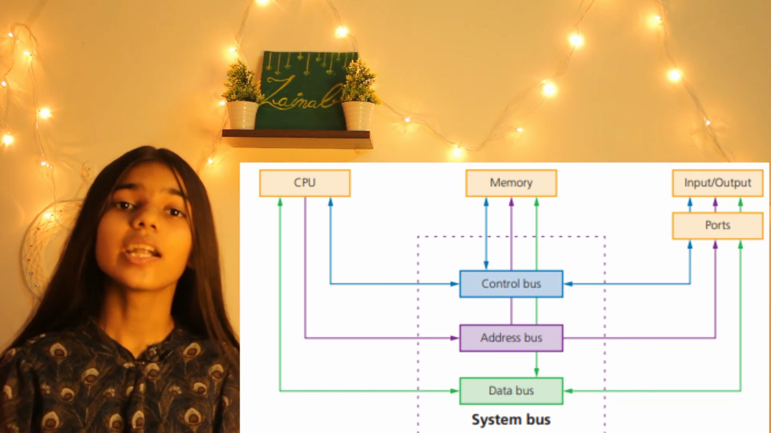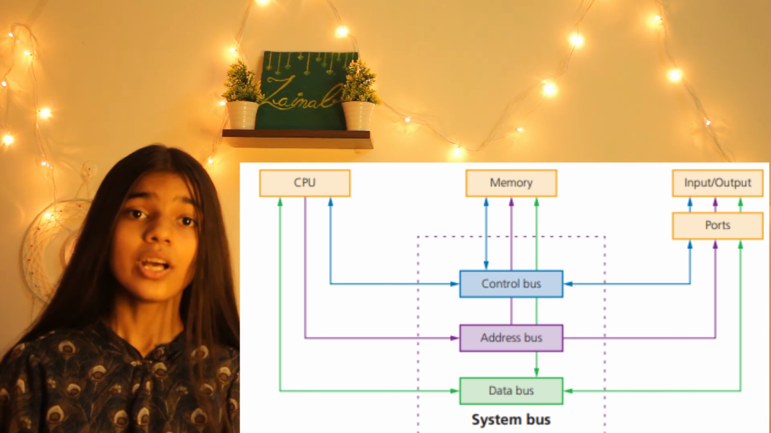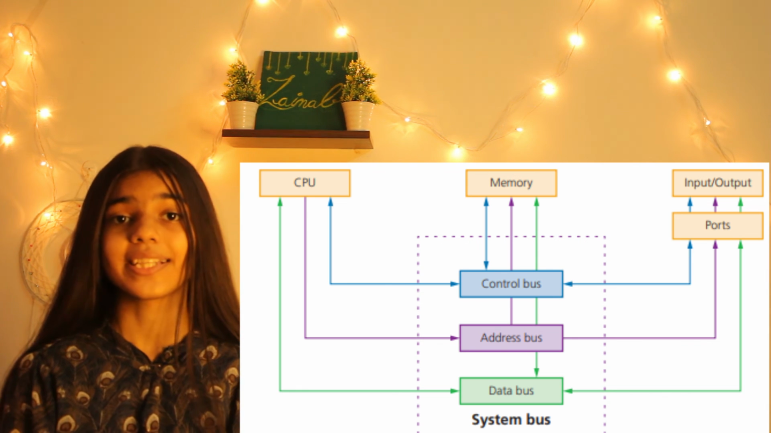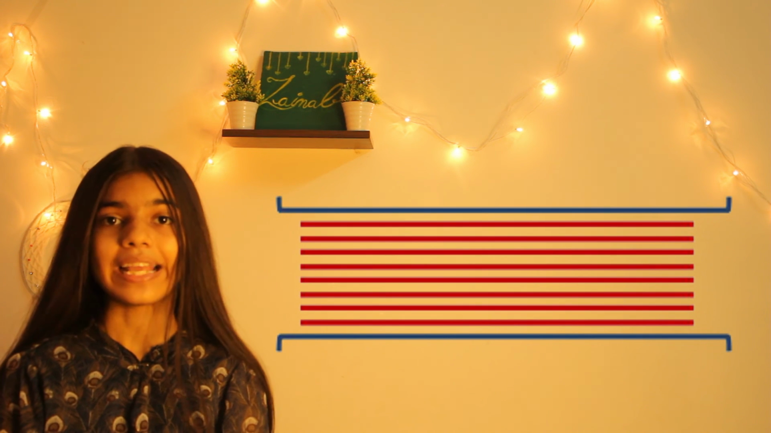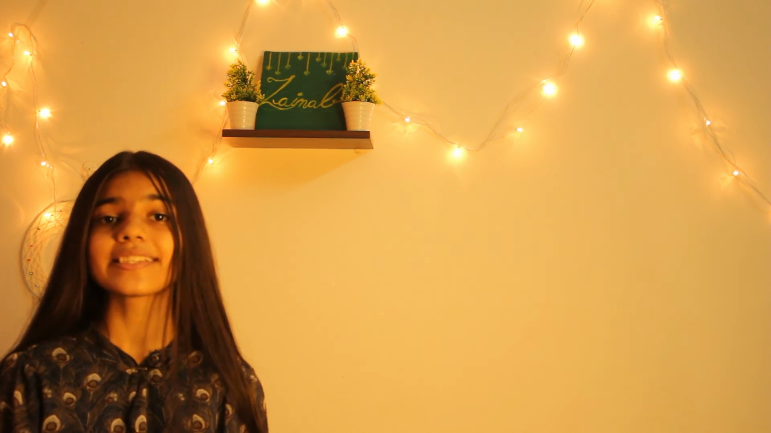Control bus. The control bus is also bidirectional. It carries signals from the control unit to all other computer components. It is usually 8-bit wide. There is no real need for it to be any wider since it only carries control signals.